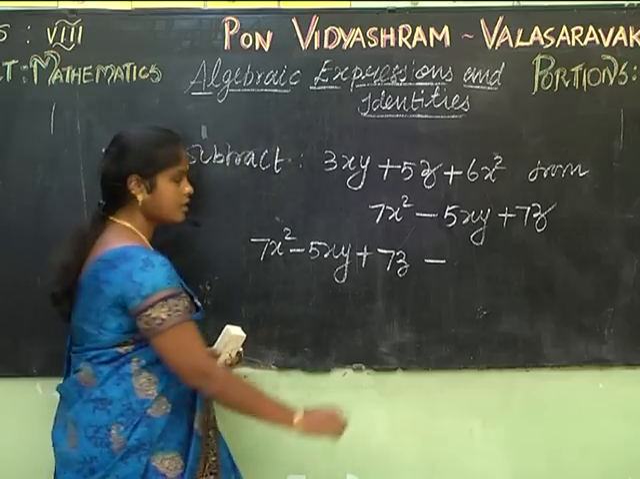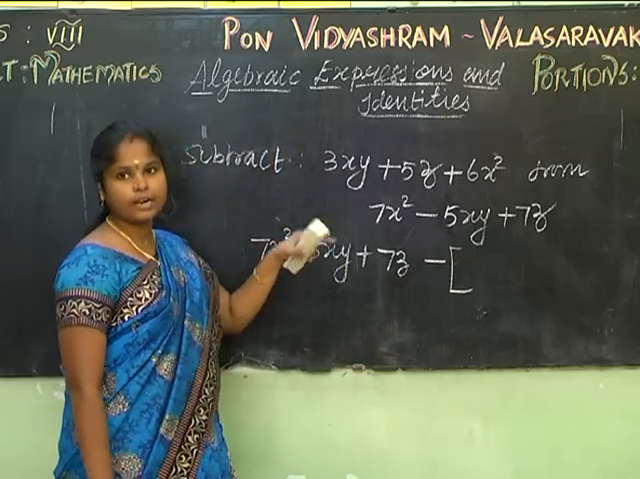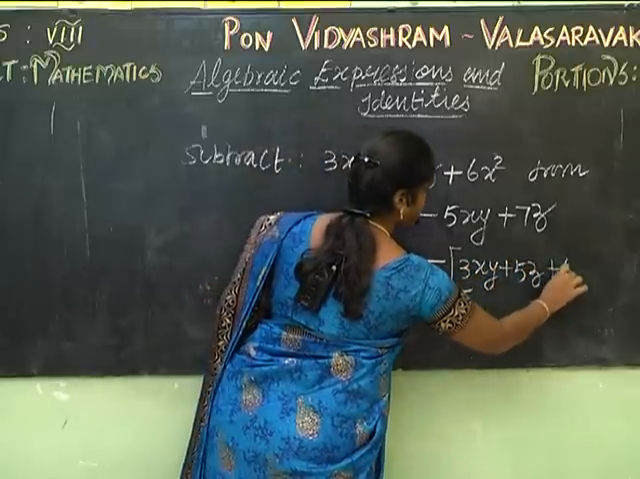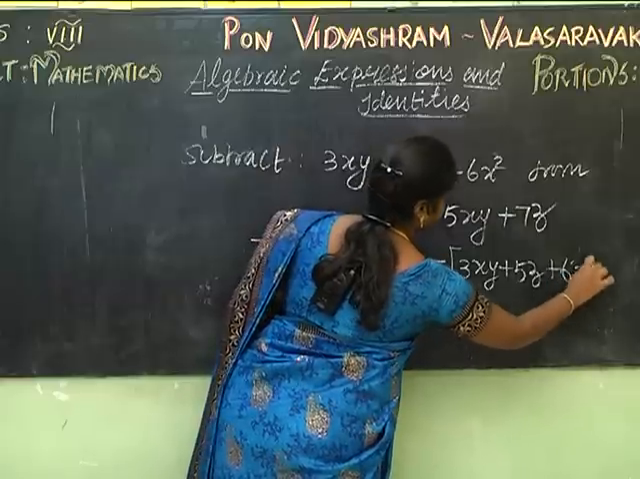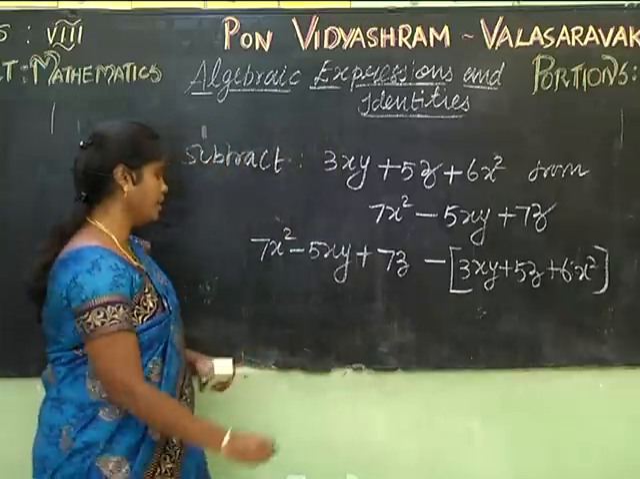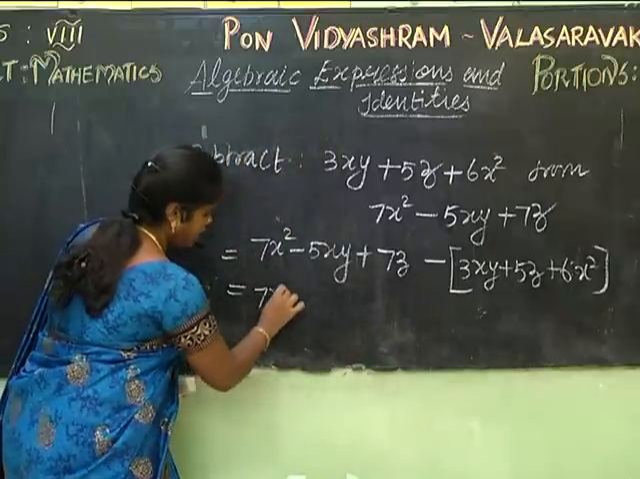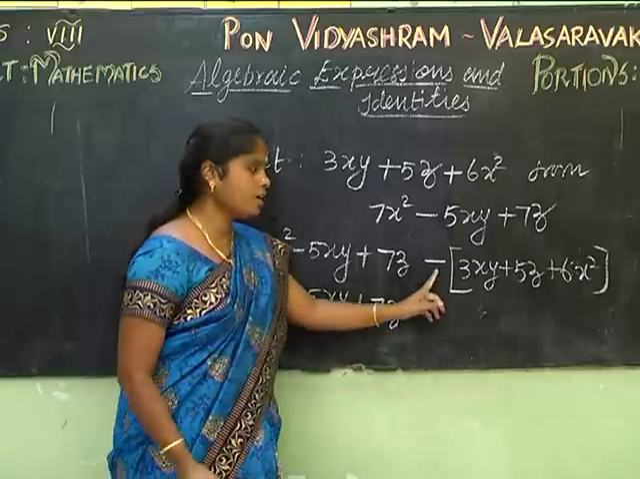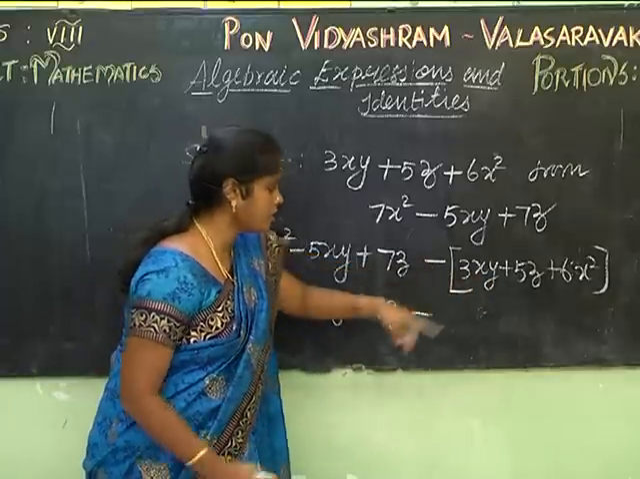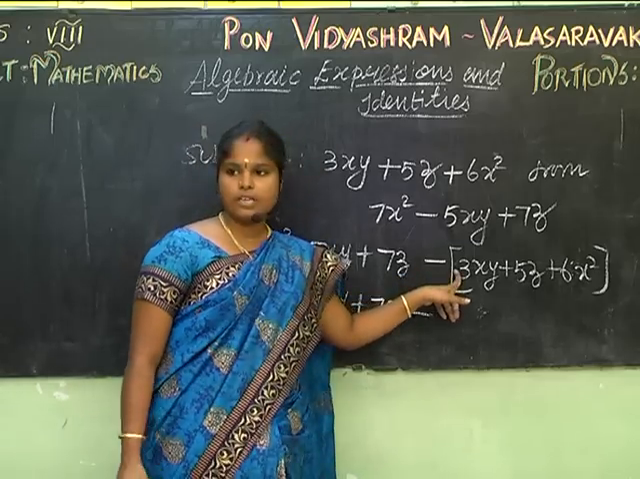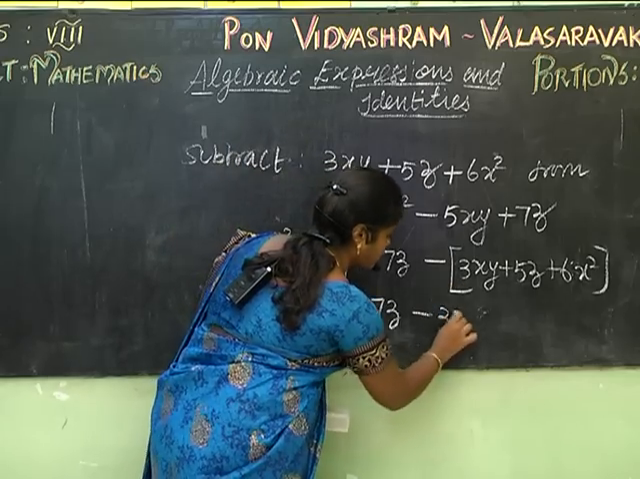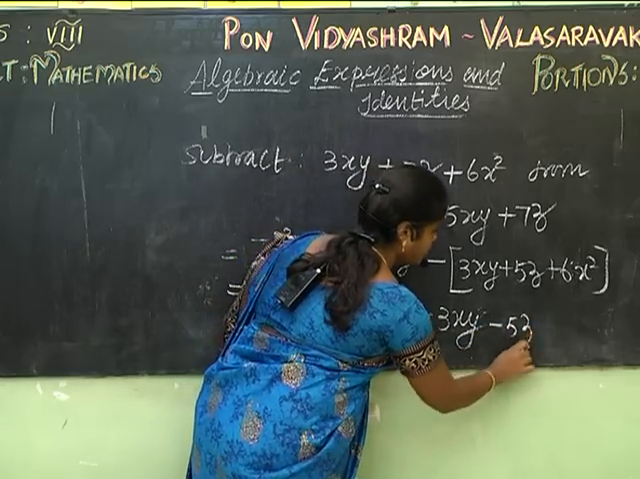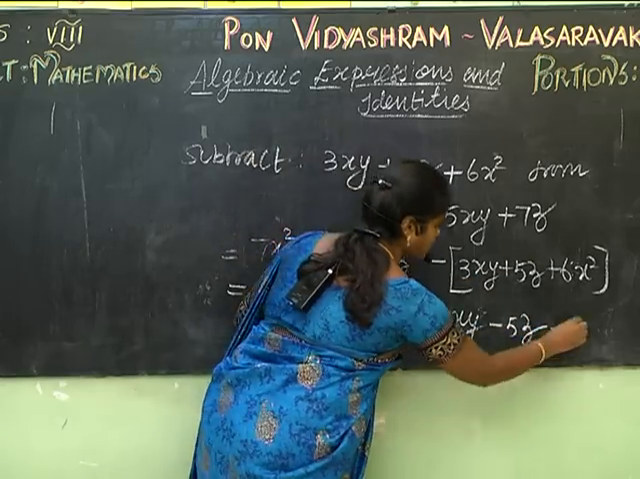Then minus, write the first expression inside the bracket: 3xy plus 5z plus 6x square. Then the next step is to write the same expression again because we are going to multiply the minus inside the second bracket. Now multiply the minus inside the bracket. So minus into plus, minus 3xy. Come to the next term, minus into plus, minus 5z. Then minus into plus, minus 6x square.